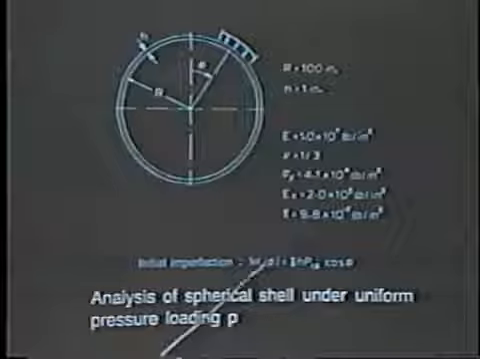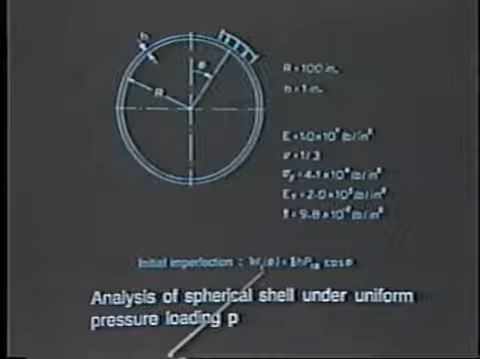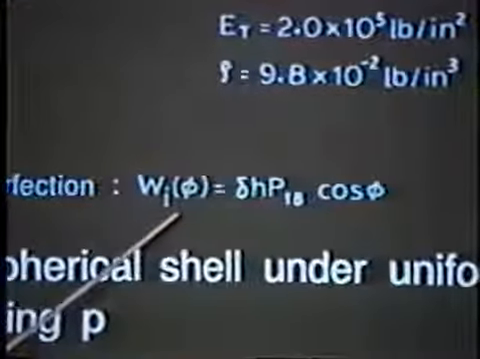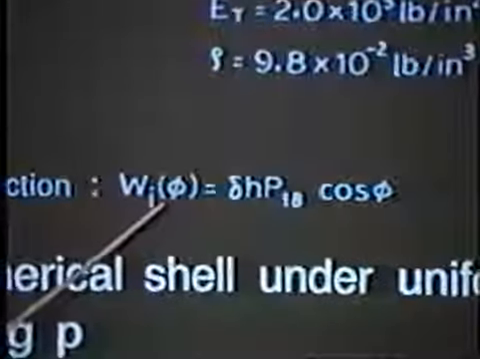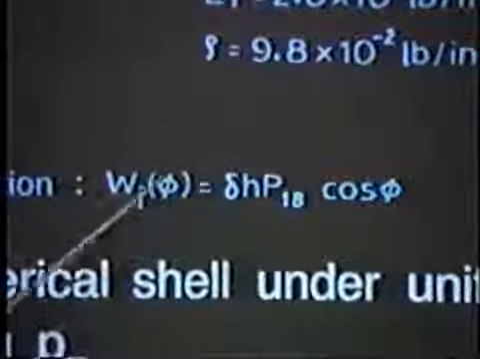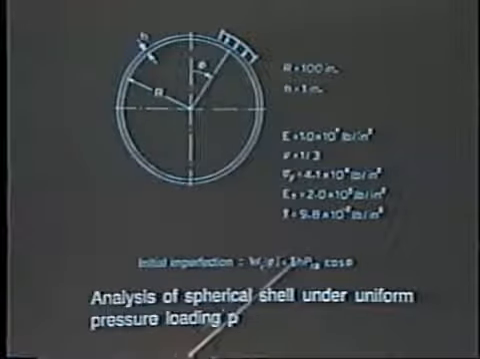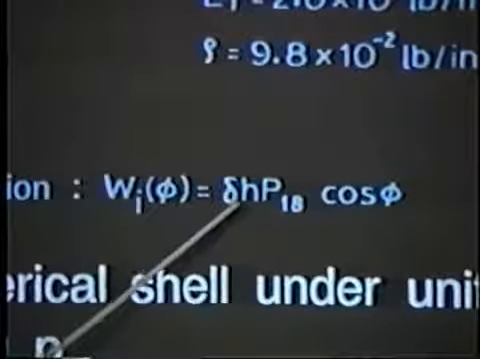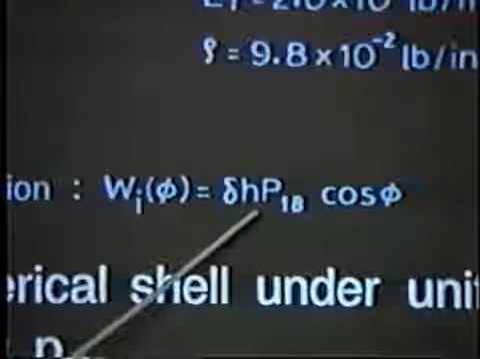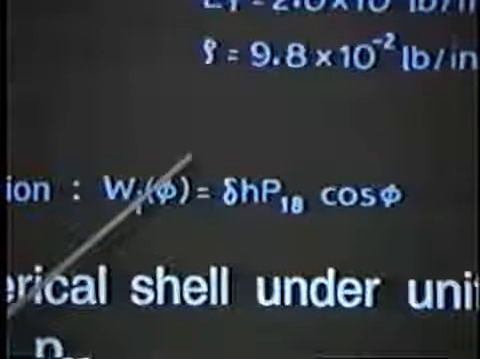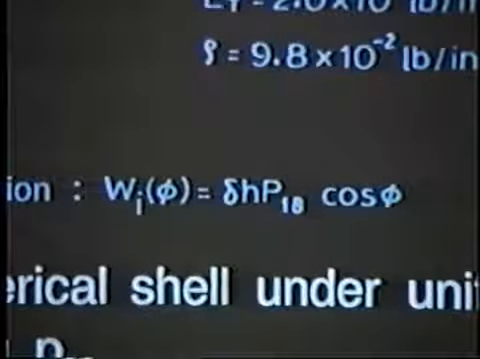We will also introduce an imperfection of the shell, and that imperfection is given down here. Notice it is given as a function of the angle phi, which you see up here as well, the thickness h of the shell, the Legendre polynomial given here, and a parameter delta that we will be varying.